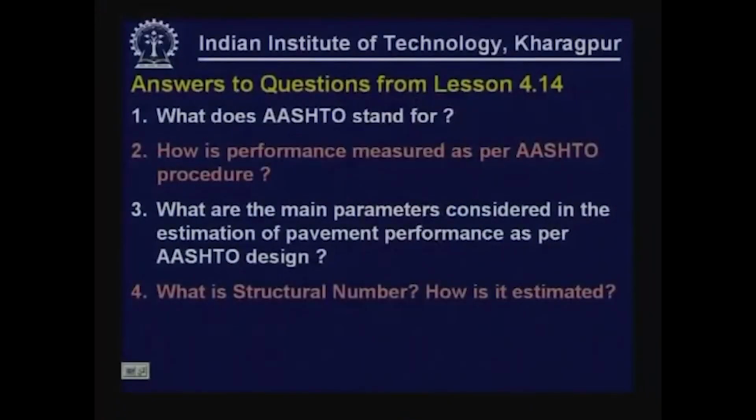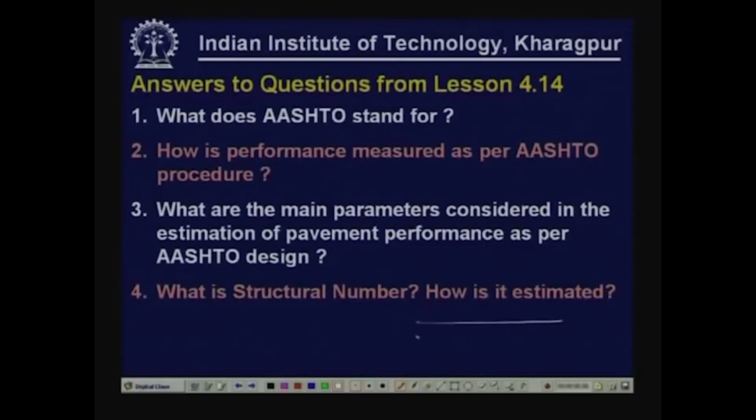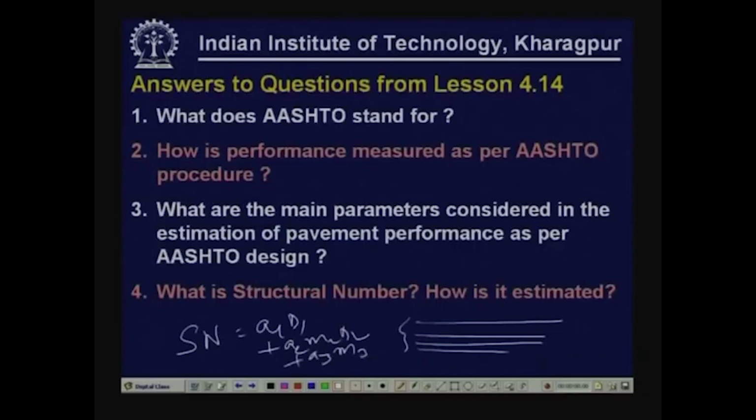What is structural number? How is it estimated? Structural number is an index that gives the combined strength of the pavement. If you have 4 layers, SN is given as A1 D1 plus A2 M2 D2 plus A3 M3 D3, where D1, D2, D3 are the thicknesses of the top 3 layers, A1, A2, A3 are the layer coefficients, and M2, M3 are the drainage coefficients. So, structural number gives us an indication of the strength of the pavement.